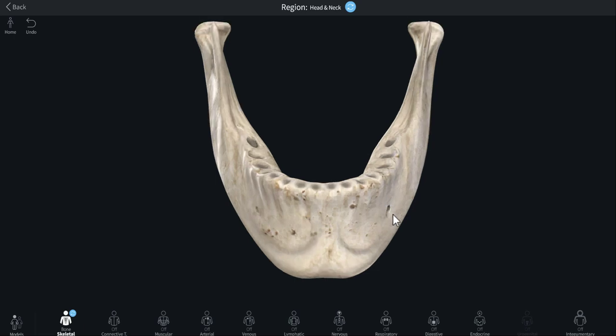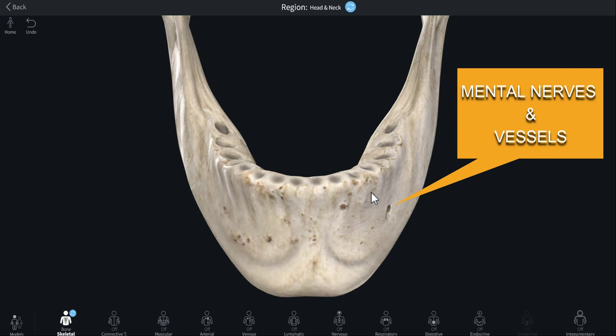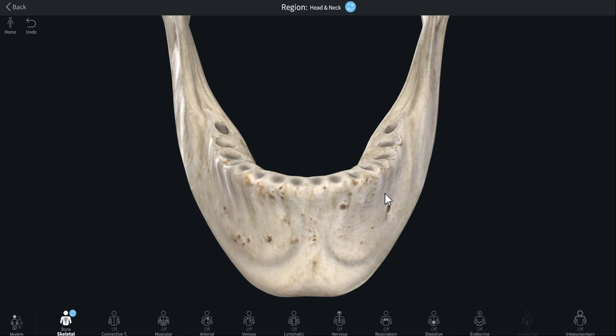So the mental foramen is also no exception to that. It will also allow the passage of some structure. Now what can that structure be? The name of the foramen is mental foramen. So the name of the structures passing through it, what can they be? Very simple: mental nerve and mental vessels. So the mental foramen is giving passage to the mental nerve and mental vessels.